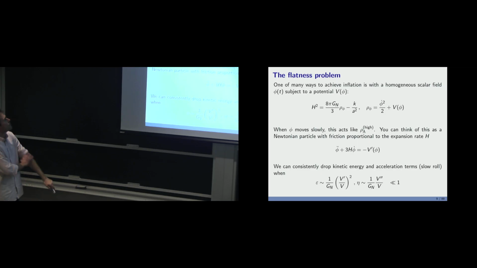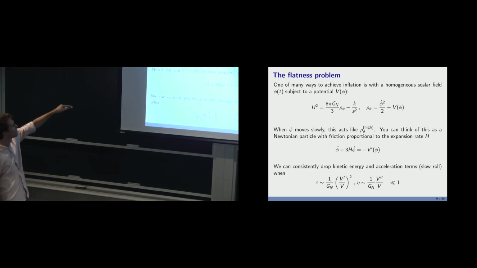So now, how do we get inflation? Well, one of the many ways to do that is with a scalar field. That just looks like the same equation as we had before. Now the energy density supplied by a scalar field is just given by kinetic energy and potential energy. Same equation. And now when this phi moves slowly, so you can neglect the kinetic piece, and this is not changing much, you see that this behaves like some high energy scale, and it causes an exponential expansion. So that's one of the ways you can get it.